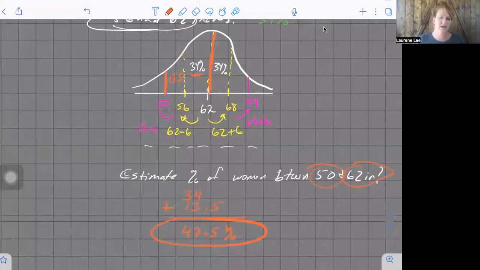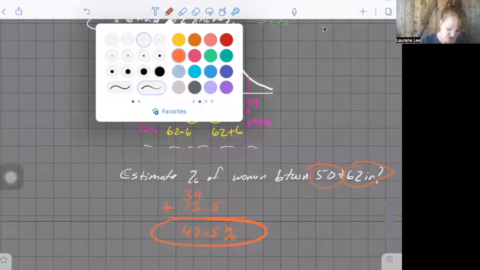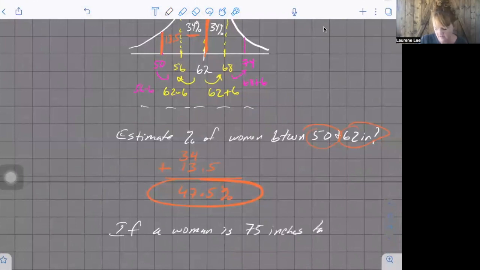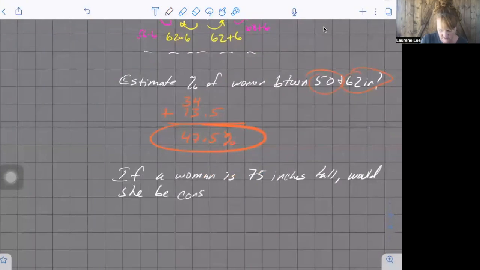Okay, so now let's talk about this word that we defined, unusual. A question I could ask you is, if a woman is, let's say, 75 inches tall, would she be considered unusual? Unusual is a poor choice of words. She's not unusual. She's brilliant and beautiful in her own way. But what we mean by that is atypical, right? Like, most people are in this range and she's kind of out of the range. She's taller than most people. That's what we mean about unusual.